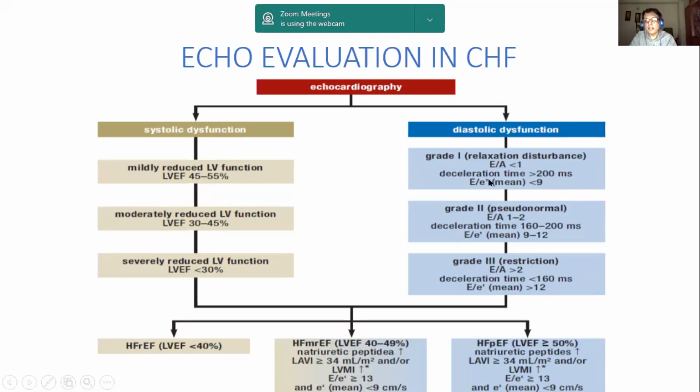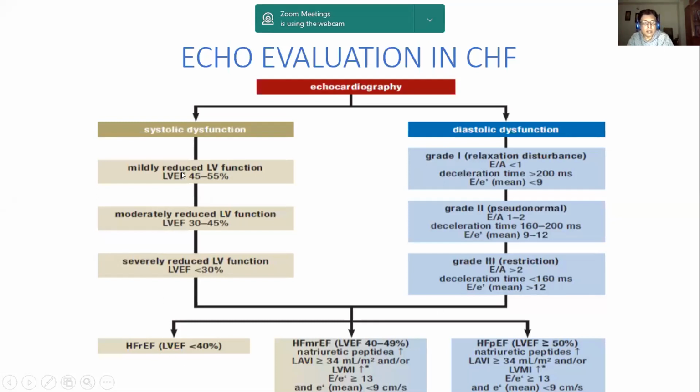And grade 1 is an E/A ratio less than 1, deceleration time more than 200 milliseconds, E by E prime less than 9. Grade 2 is a pseudonormalization pattern, E/A ratio between 1 to 2, deceleration time 160 to 200 milliseconds, E by E prime 9 to 12. Grade 3 is a restrictive pattern, E/A ratio more than 2, deceleration time less than 160, E by E prime more than 12.